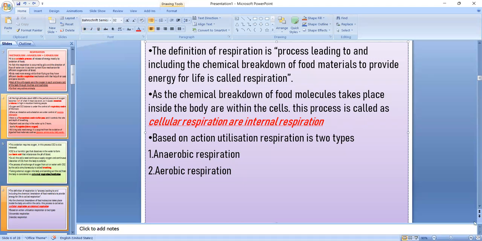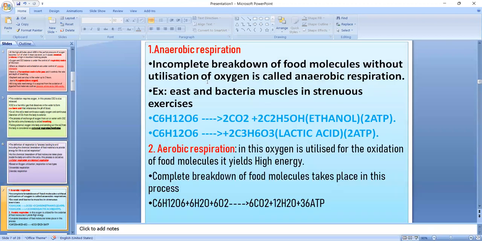This process is also known as cellular respiration or internal respiration. Based on oxygen utilization, respiration is of two types. We all know, anaerobic respiration and aerobic respiration. You should learn the reaction by heart. So what is anaerobic respiration? Incomplete breakdown of food molecules without utilization of oxygen is called anaerobic respiration.